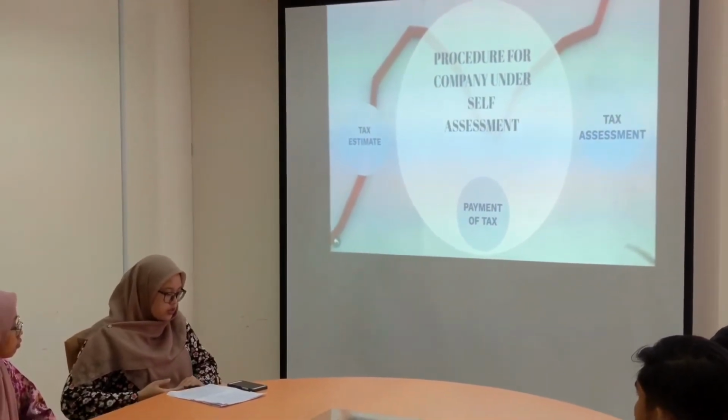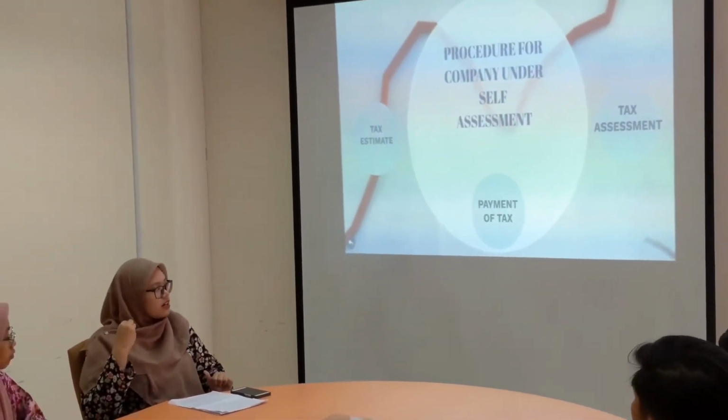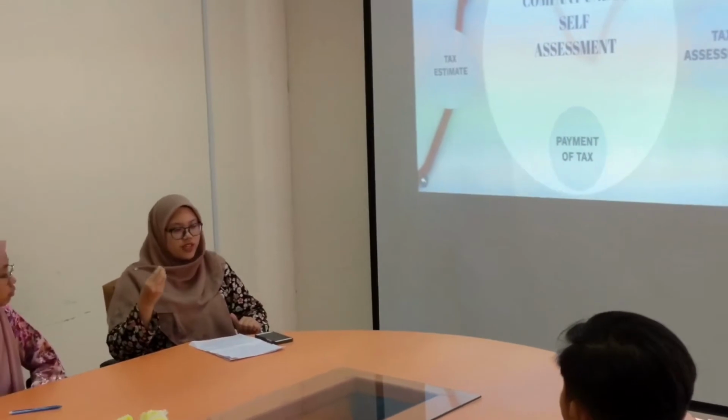The first procedure of the self-assessment system is that the company is required to furnish the estimate of tax, which means preparing the estimate of tax, which is to fill in the return Form C. The next procedure is that the company needs to prescribe the form CP204, which will be issued to the company that is registered under the Inland Revenue Board of Malaysia. The third procedure is to calculate the estimate of tax according to the basis provided or within the stipulated time.